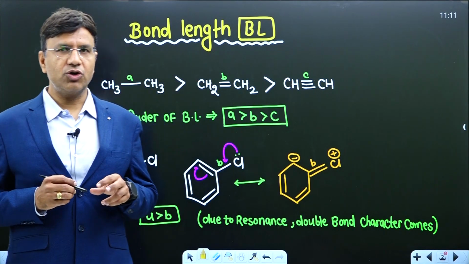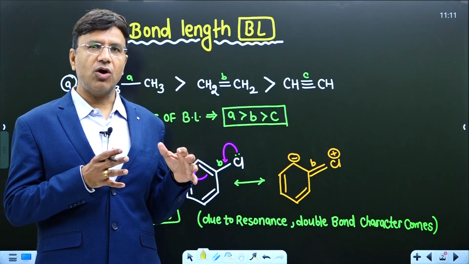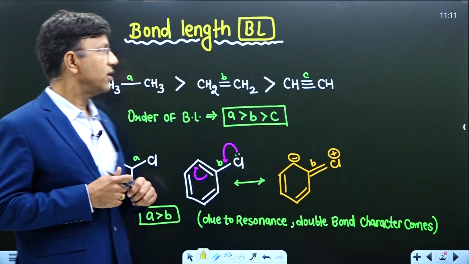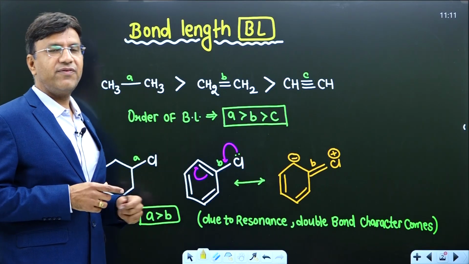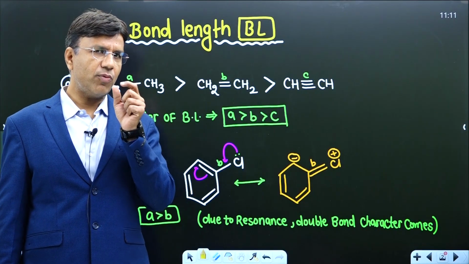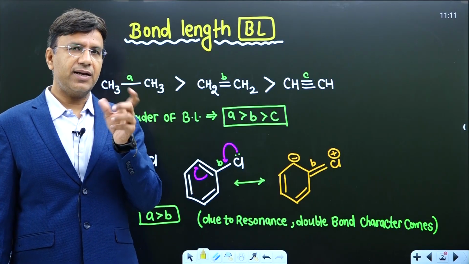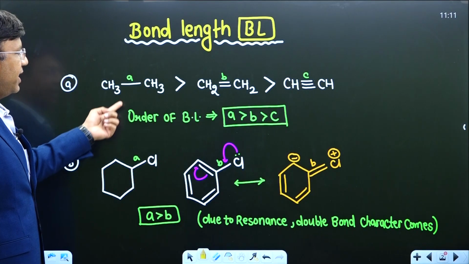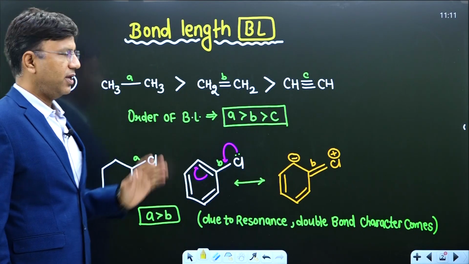In GOC topic, we are already studying the general organic chemistry. Today's concept and today's lecture is based on the bond length. Today we will learn how to compare bond length. We will focus only on bond length, how to compare different atoms' bond length. So let us start with example of alkane, alkene and alkyne.